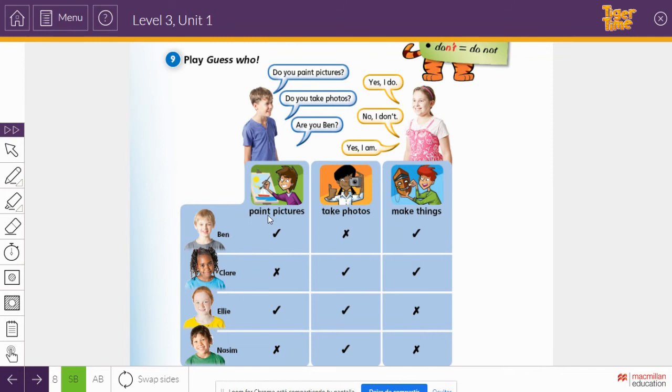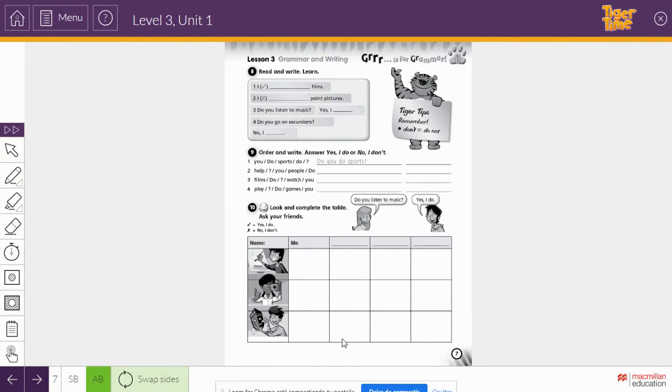Now, Ellie, let's see Ellie. Ellie, do you paint pictures? Yes, I do. Do you take photos? Yes, I do. Do you make things? No, I don't. And the last one, Nazim, let's see the answers. Nazim, do you paint pictures? No, I don't. Do you take photos? Yes, I do. Do you make things? No, I don't.